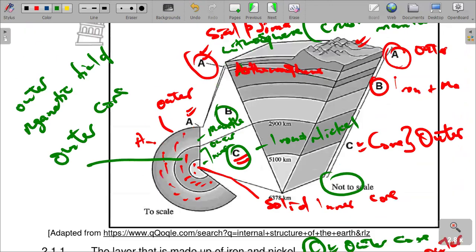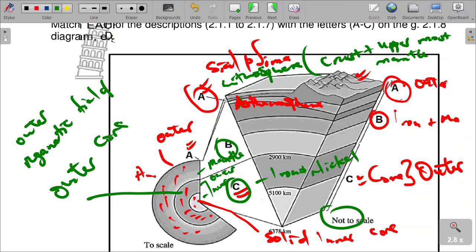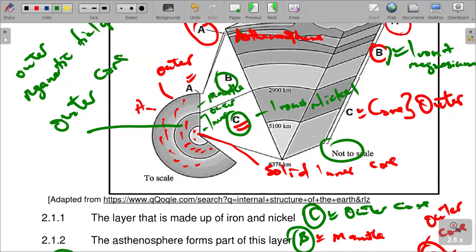Layer B is giving us iron and magnesium. We are saying layer B has got iron plus magnesium plus aluminium plus silicon plus oxygen.